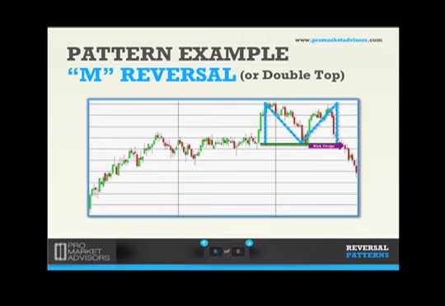So the M is formed, the double top is formed, but we don't trade this one until the price breaks this key line. This line right here is the key to trading this pattern. And then it's simply a matter of, if it breaks below that line, at that point, take a new short position or buy puts, again, whatever bear position you want to take, and protect yourself above that line.